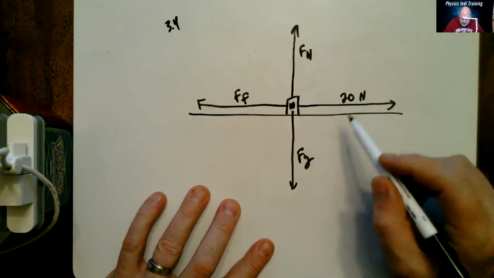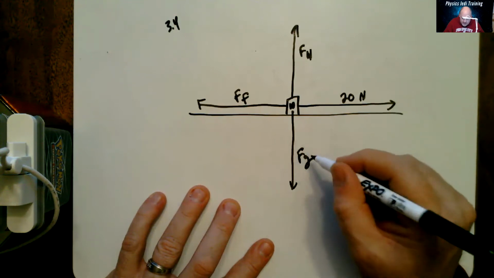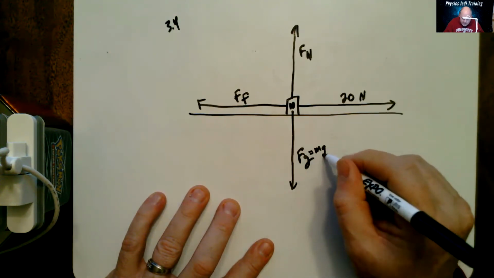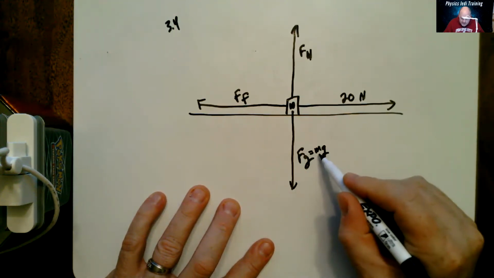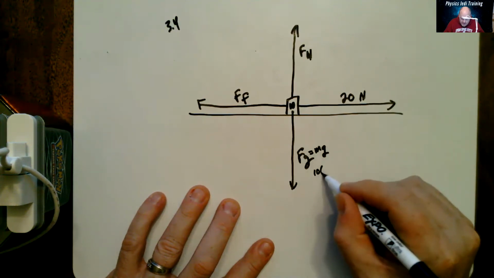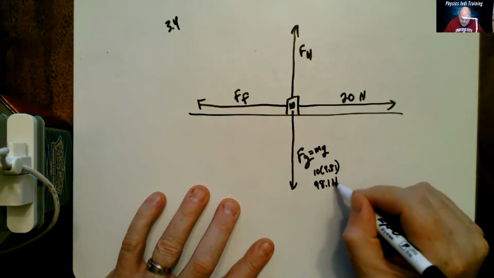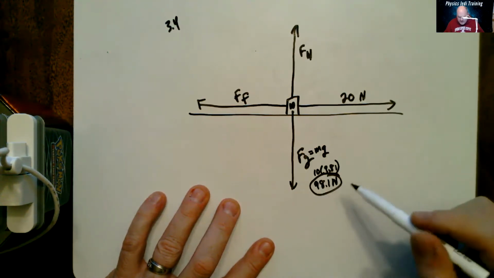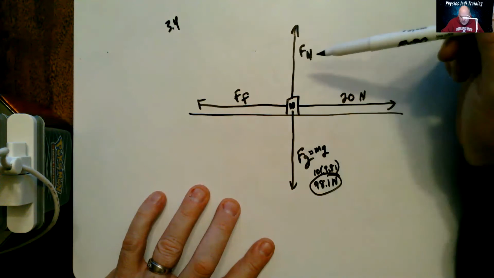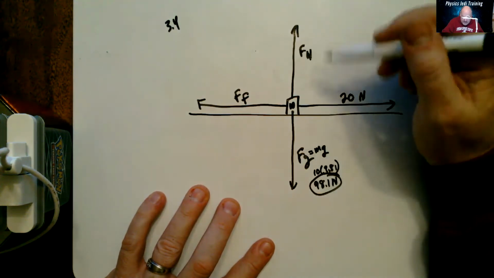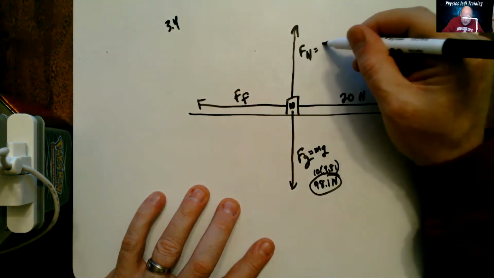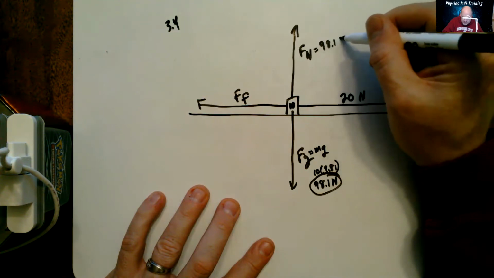So Fg is the weight, and that's always going to be mass times gravity. So this would be 10 times 9.81, since 9.81 is gravity. So this is going to be 98.1 newtons is the force of gravity down here. Now I know that the normal force in this case actually has to be equal to that. So the normal force is also going to be 98.1 newtons.